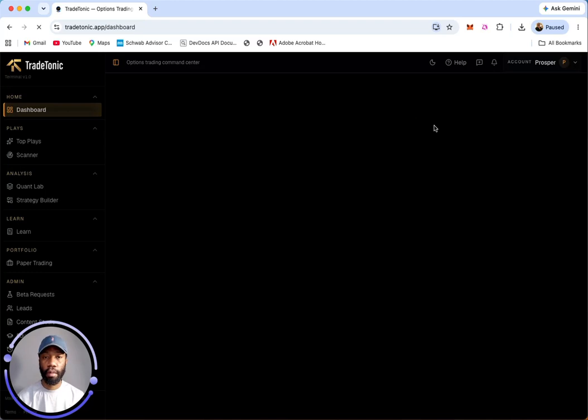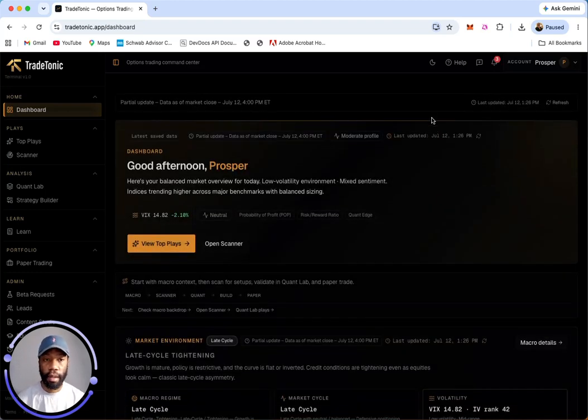Okay, once we're on the platform, and once you've created an account with TradeTonic, you'll be able to download the desktop app to your computer as well. And here in a second, we'll see the install button will pop up soon.